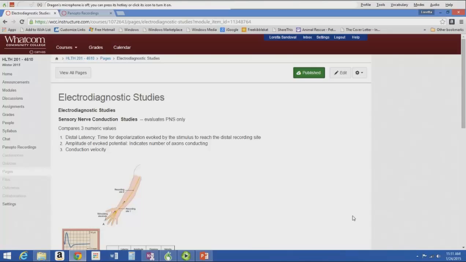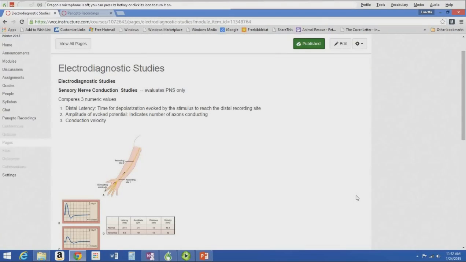There are two different types of electrodiagnostic studies that we're going to talk about, and the first one is sensory nerve conduction. Sensory nerve conduction studies only evaluate the peripheral nervous system. It compares three numeric values it gets as a result of the test. One of them is distal latency, which is the time for depolarization evoked by the stimulus to reach the distal recording site. Basically you have a distal recording site and a proximal recording site, and you're measuring the amount of time it takes for the stimulus to reach from one to the other.